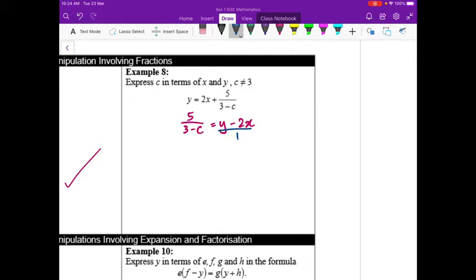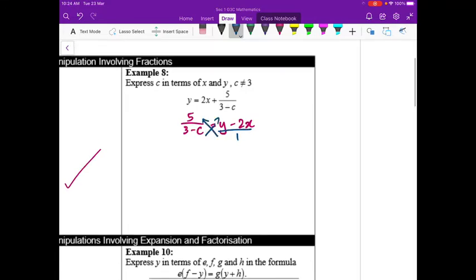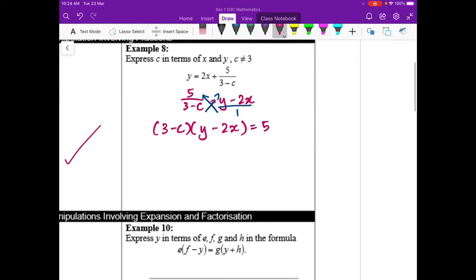Now once we do this over 1, we can draw an arrow because we have a case of fraction equal to fraction. So when you do that multiplication, you are going to get 3 minus c multiplied by y minus 2x. And this is equal to 5. So keep in mind, I only want the c term. I don't want the y minus 2x. So I'll need to remove it by dividing by y minus 2x, leaving me with just 3 minus c equals to 5 over y minus 2x.